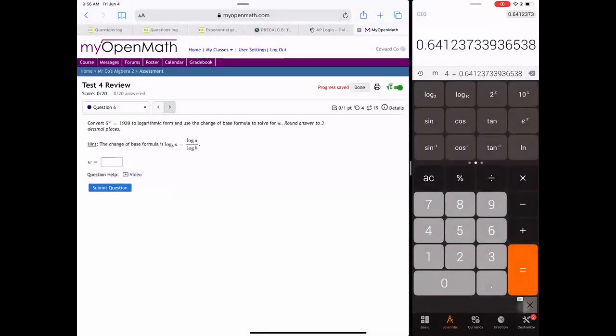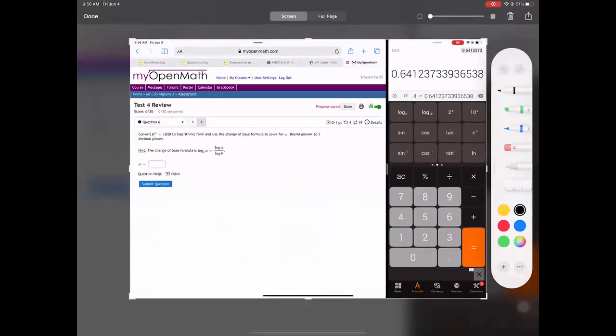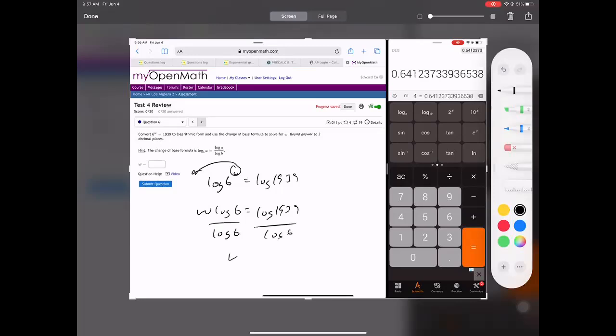Convert this. We just did this in our last problem. They want us to use logs, and they want us to round to 3 decimal places. So to do this problem, we're going to say log of 6 to the w is equal to log of 1939. When I log both sides, the w goes to the front. W log of 6 equals log of 1939. So if you guys are taking the SAT this weekend, make sure you know your logs. That's on the test. W is equal to log of 1939 over log of 6. Right, and that's all just calculator work. Round to 3 decimal places.